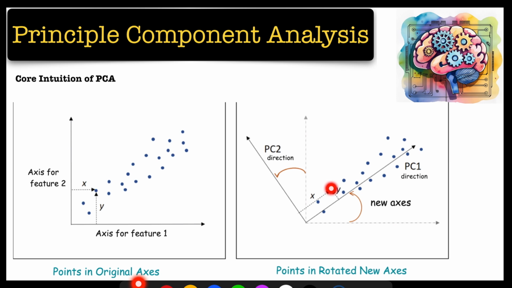So for any data point, we'll project onto these principal components, and then we'll get this length. If you project this point onto this principal component, we'll get this length. So that's how we rotate the axes in some way and project the data point onto that line.